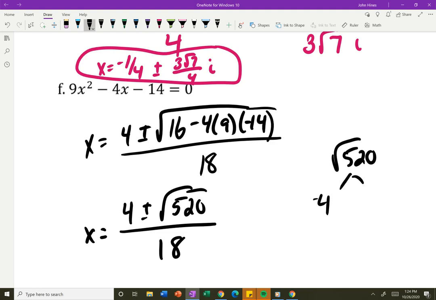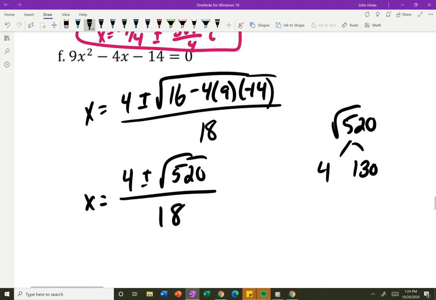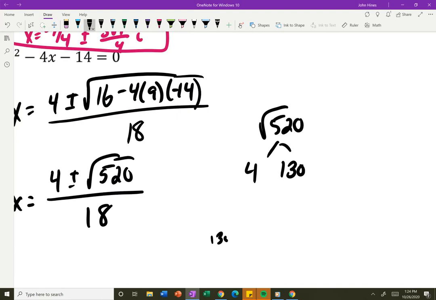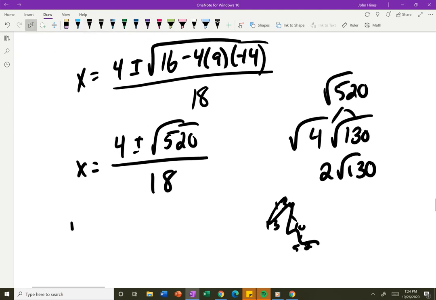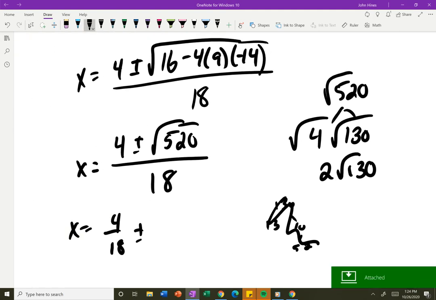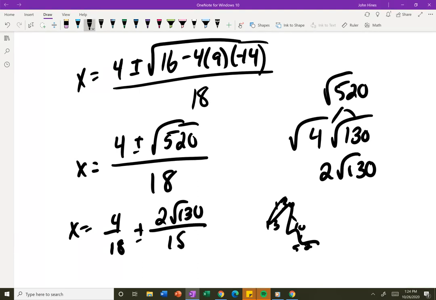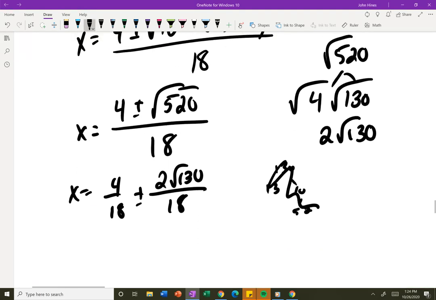So the first thing I notice is I can divide it by 4, which gives me 130. 130 has no perfect square factors left, because 130 is 13 times 10, and that's 5, and yeah, there's no perfect squares that go into 130. So it's 2 radical 130. So x equals 4/18 plus or minus 2 radical 130 over 18. Which leaves me with, as a final simplified answer, 2/9 plus or minus radical 130 over 9.